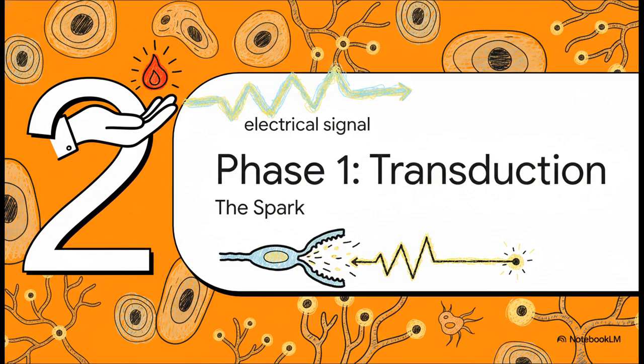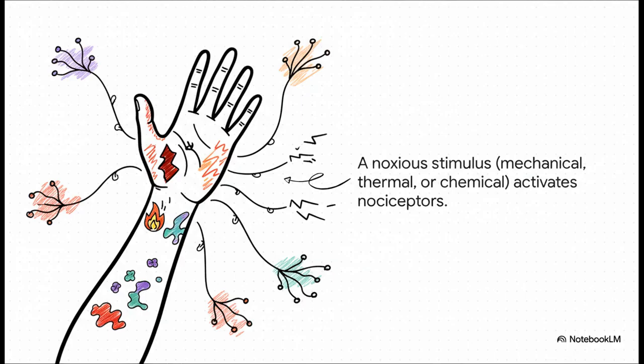Okay, let's dive into our first official phase, transduction. This is the spark. It's that magic moment where a physical event in the world gets converted, or transduced, into the language of the nervous system, an electrical signal. And it all starts right here, at the nerve endings in your tissues. It could be heat from a flame, pressure from a sharp object, or even chemicals released by damaged cells. Whatever it is, these stimuli wake up specialized pain receptors called nociceptors. You've got them all over your body.